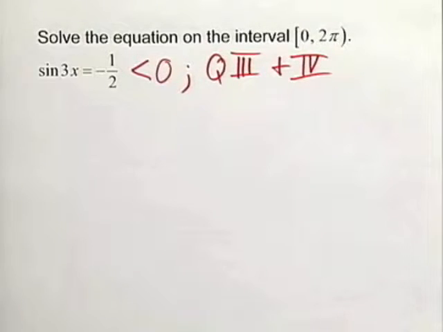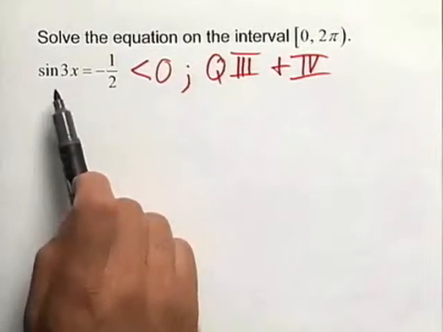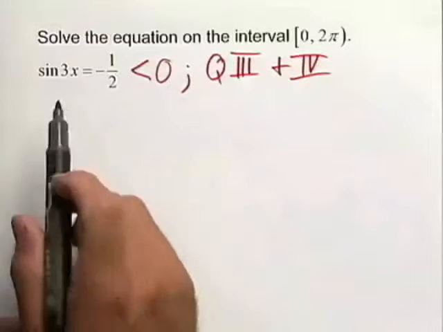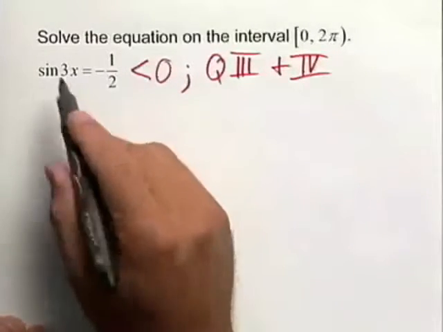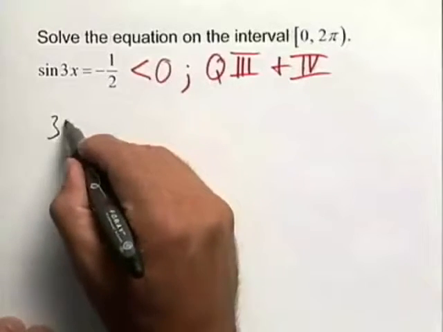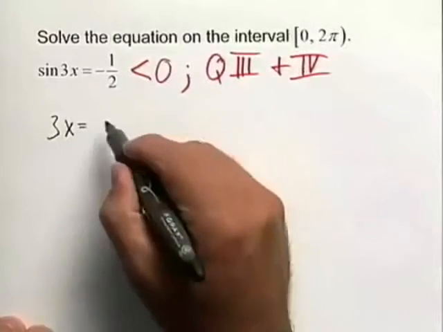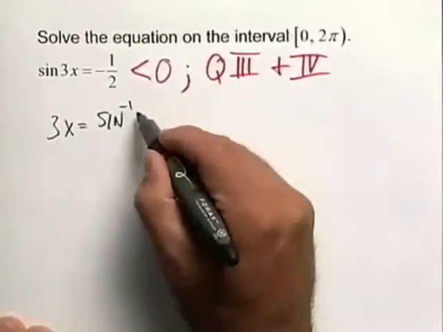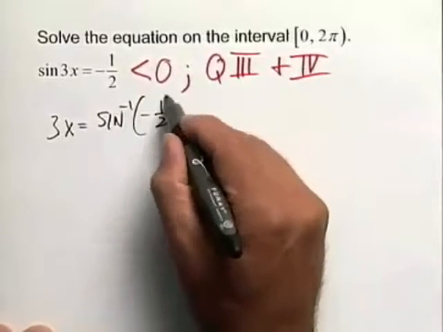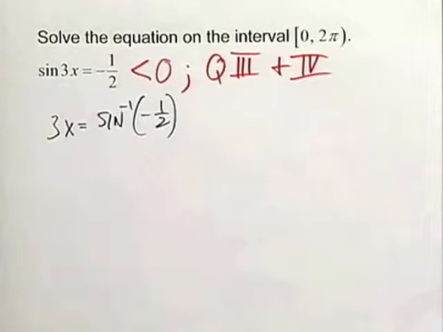All right, so the first thing we want to do here is isolate the 3x, and we're going to undo the sine by taking the inverse sine of both sides. Taking the inverse sine on the left will leave us with simply 3x. On the right, we'll have the inverse sine of a negative 1/2. From your calculator, you can see that you end up with a reference angle of pi/6.